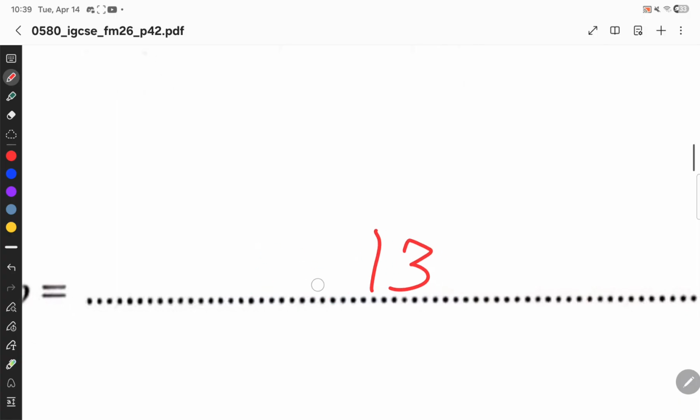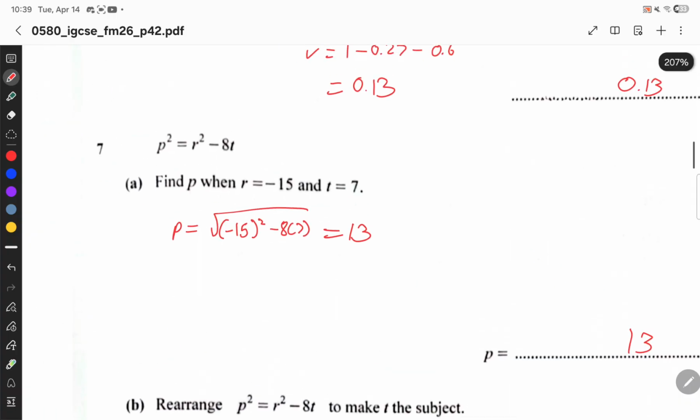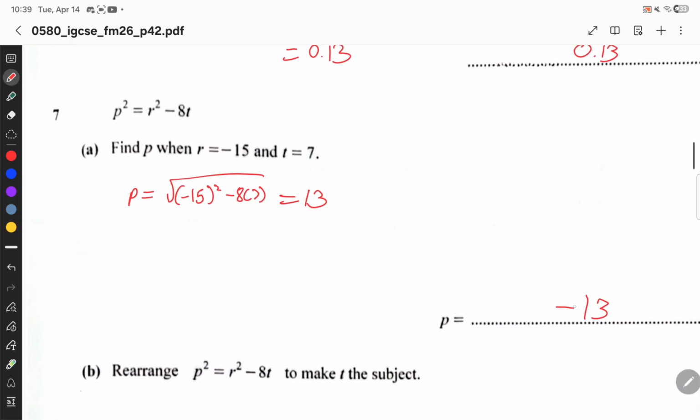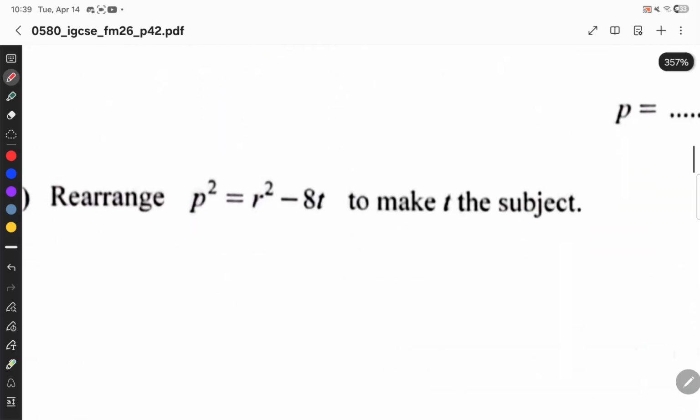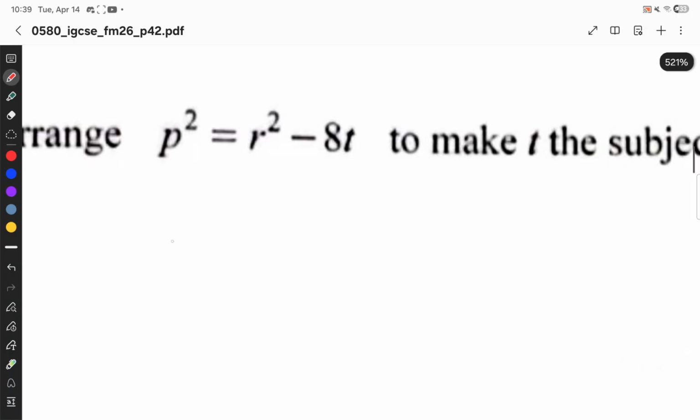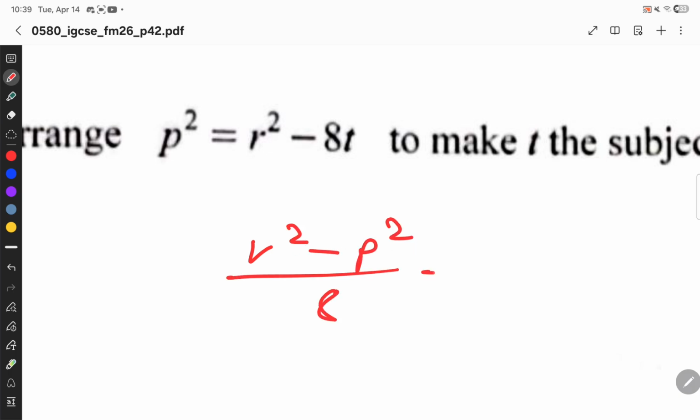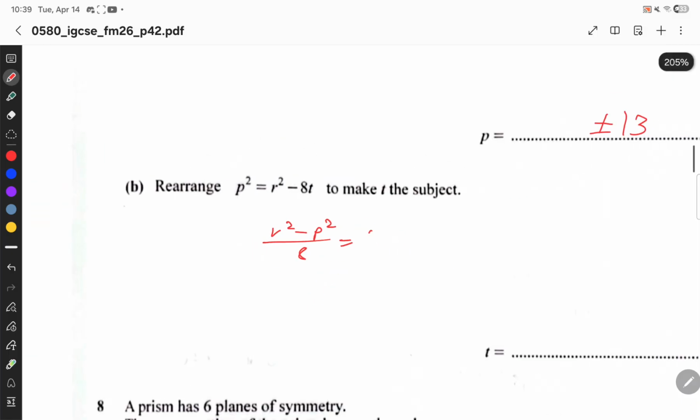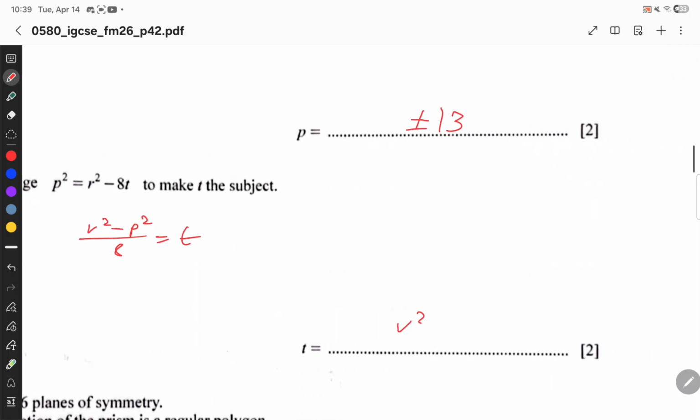But plus minus is not needed, because people have this, like, okay, I think you can just have plus minus because you technically are solving for p. Rearrange to make t the subject. So we do p squared minus r squared on that side, then we divide by negative 8. Dividing by a negative is the same as multiplying by a negative, so let's do r squared minus p squared over 8 is equal to t.